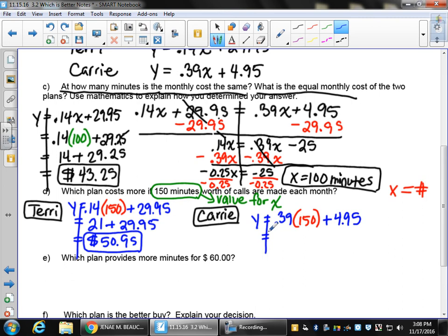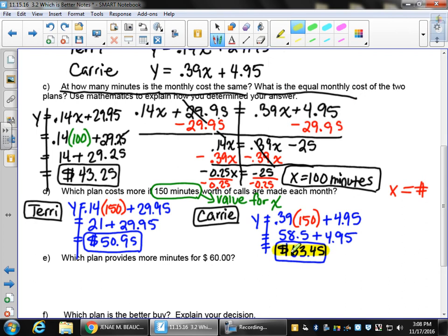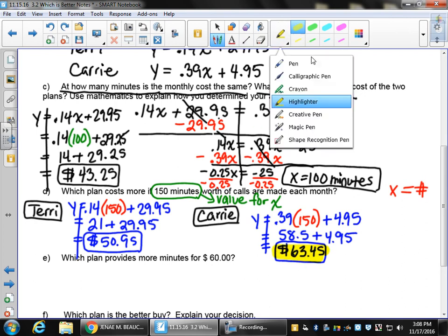So now we're going to do 0.39 times 150 and get 58.5 plus 4.95 is 63.45, $63.45. So which plan costs more? Carrie's plan.